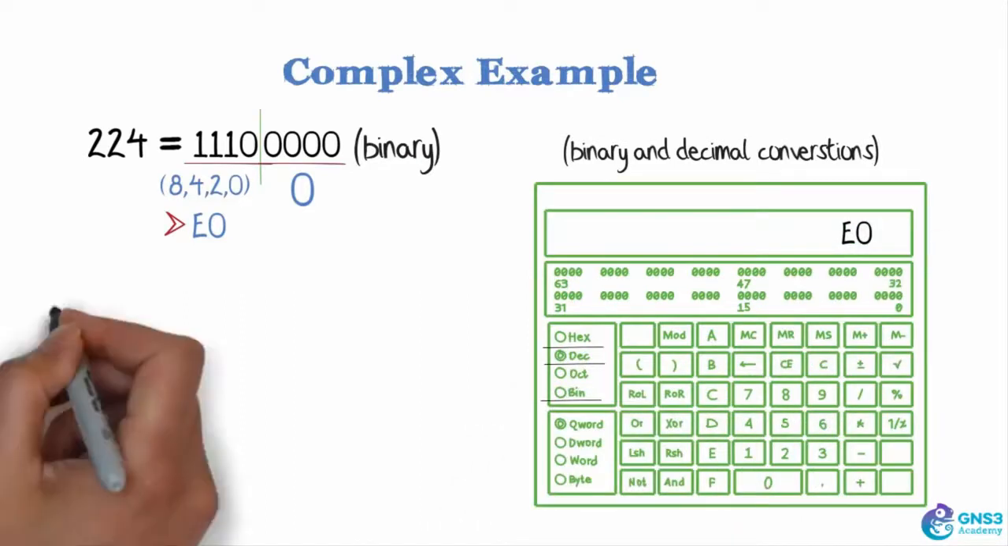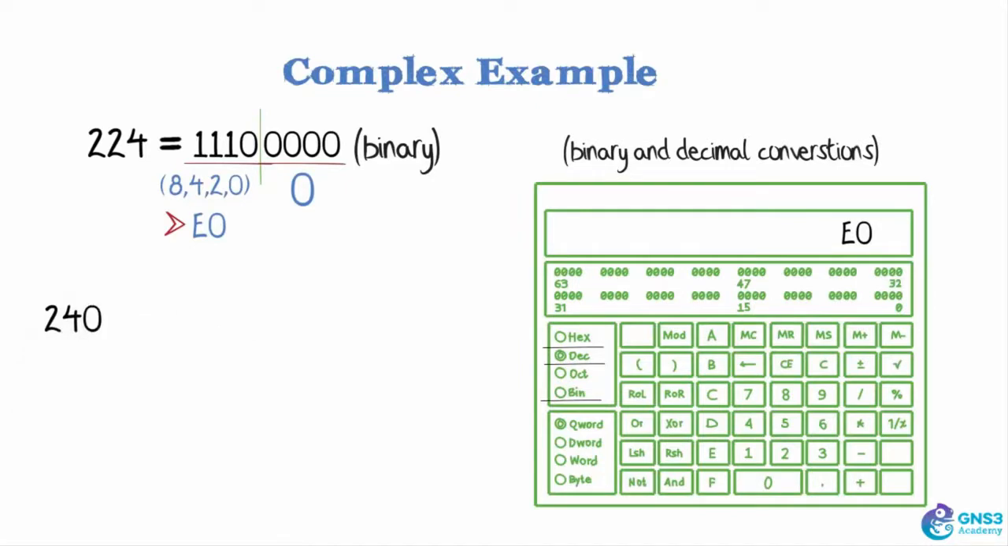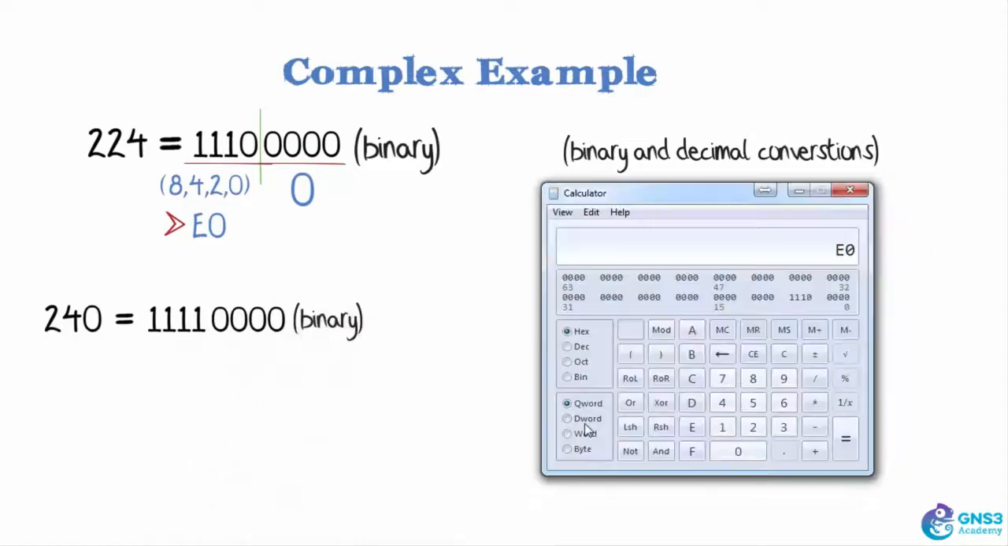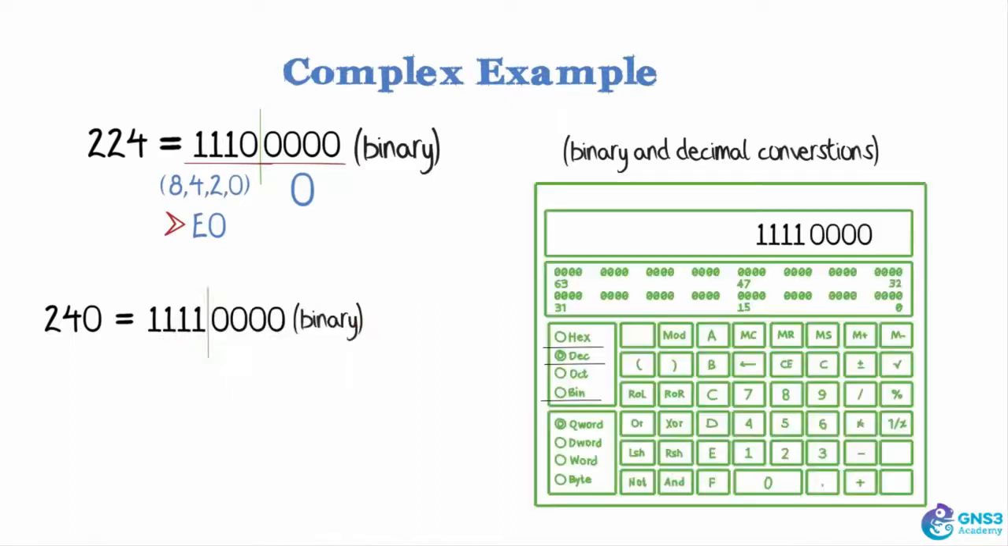Let's do another example. What about 240? So 240 looks like this in binary. Use our Windows calculator. So 240 in decimal equates to a binary value of the following. So break it in two. This equates to a 0 in decimal and a 0 in hexadecimal. This equates to 15 in decimal or F in hexadecimal. Convert that to hexadecimal and you get the value of F0.